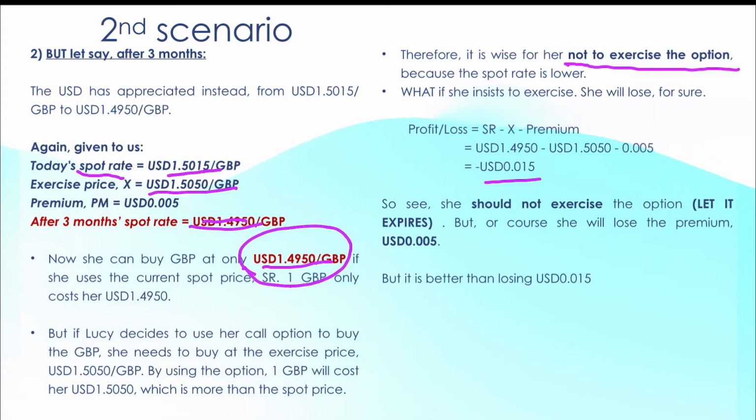But of course, she will lose the premium 0.005, compared to the loss that she bears when she uses the option. If she uses the option, she will lose more. So let the option expire. So she will lose only 0.005. Okay, but it's better than losing 0.015. Okay, so that is for the second scenario.